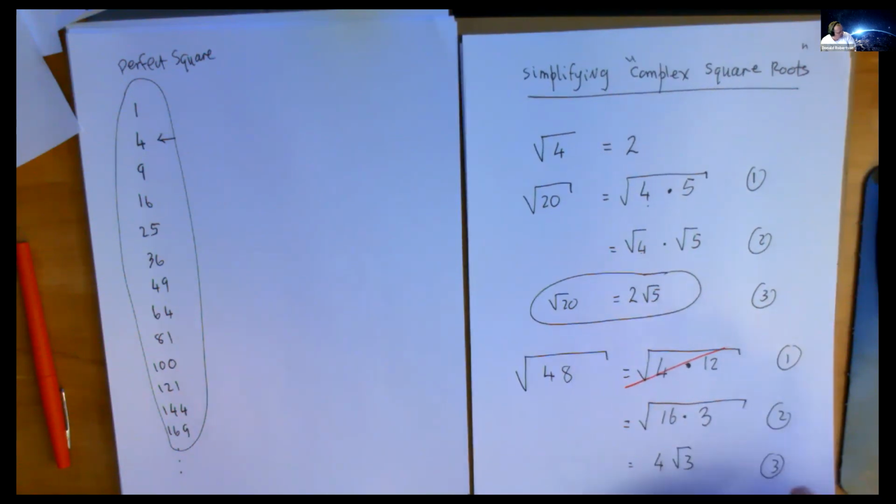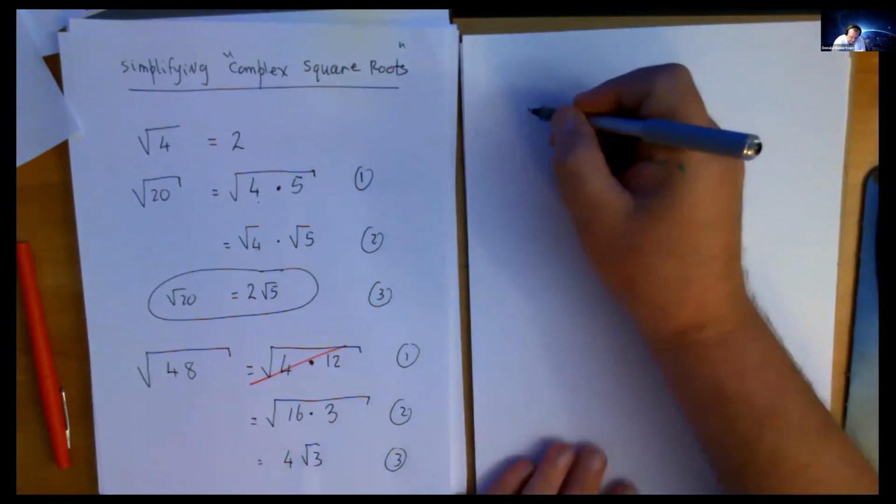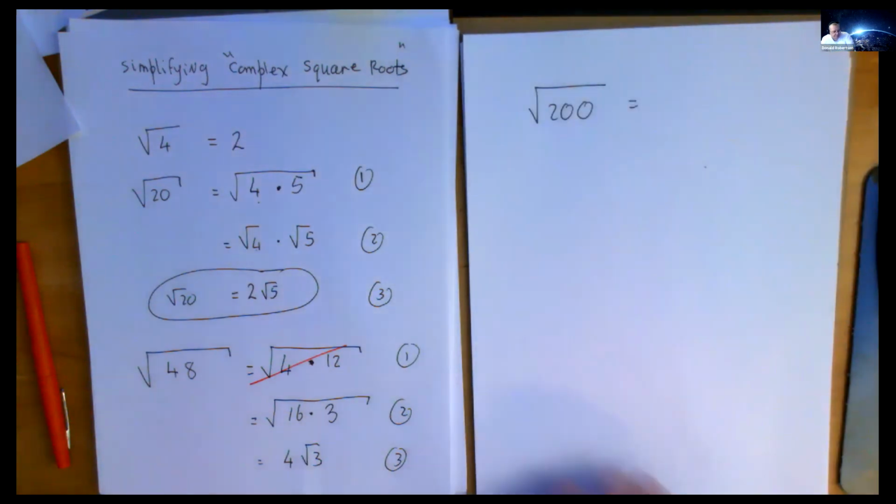So far, so good? Okay. Let's try and simplify the square root of 200.